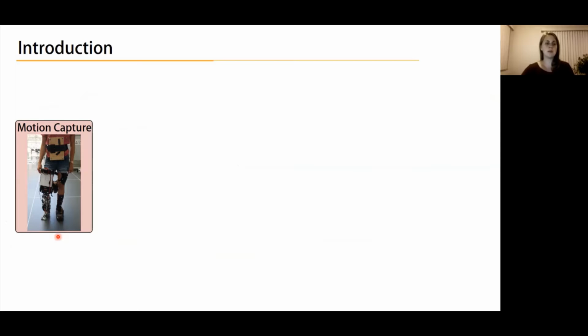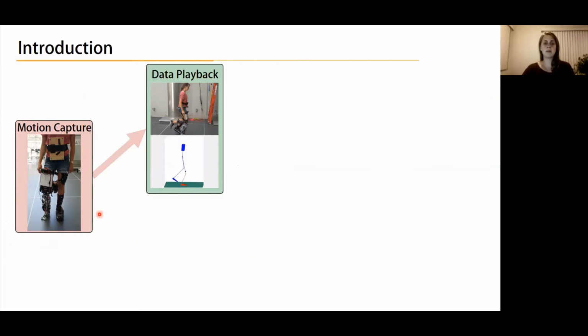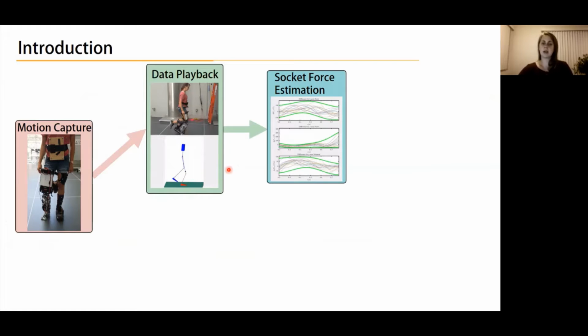We start by taking motion capture data of the human with the prosthesis to obtain joint trajectories, which we then play back in simulation with the human prosthesis model. In this simulation, we can calculate the socket interaction force. We do this over multiple steps and then characterize this range of forces with a tube.